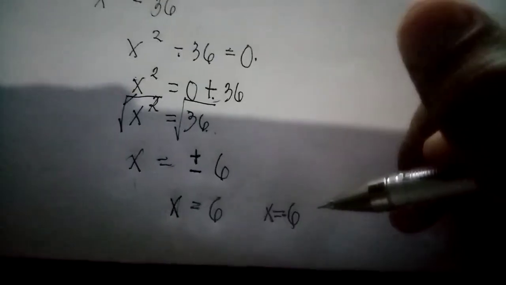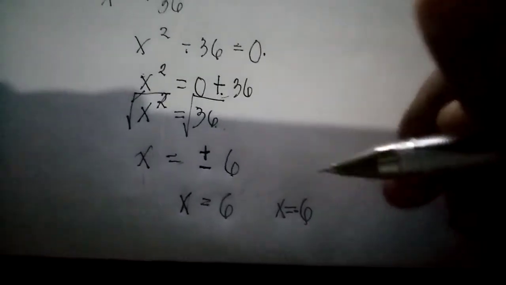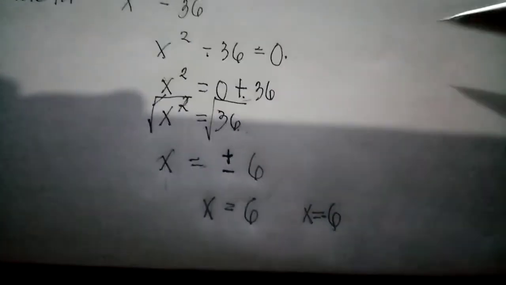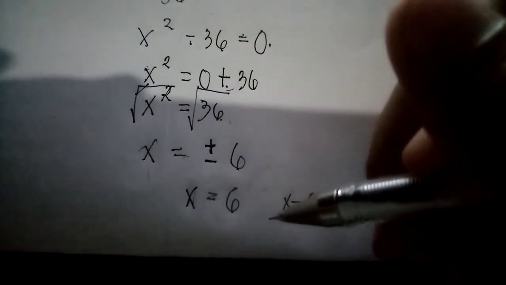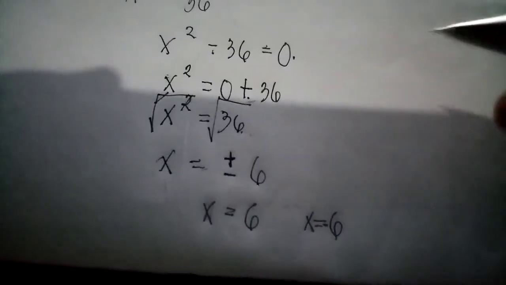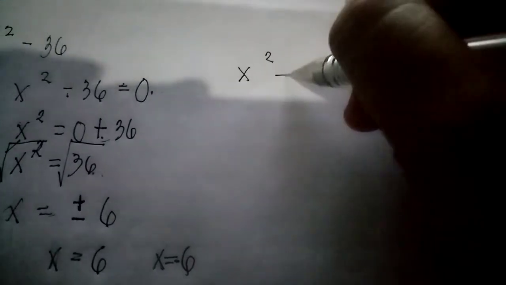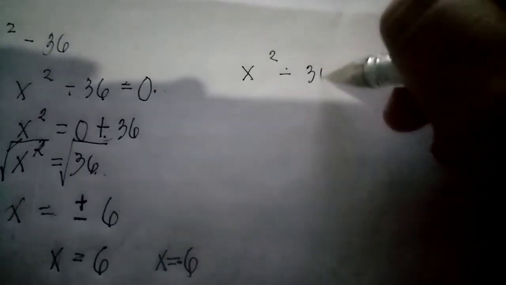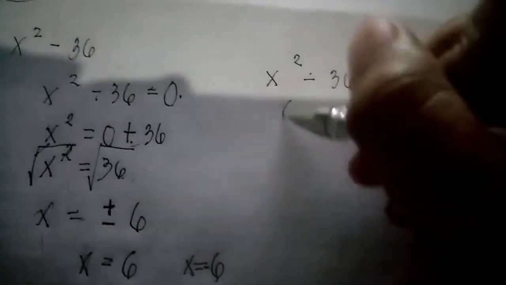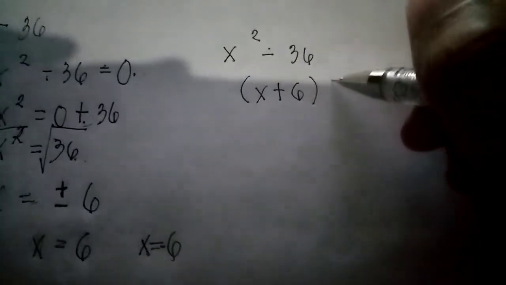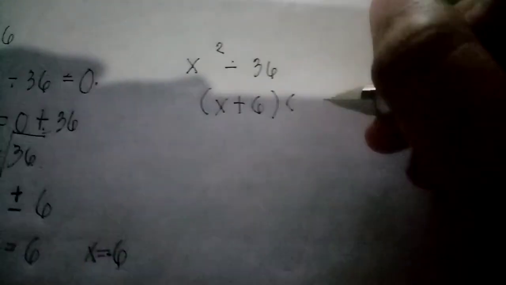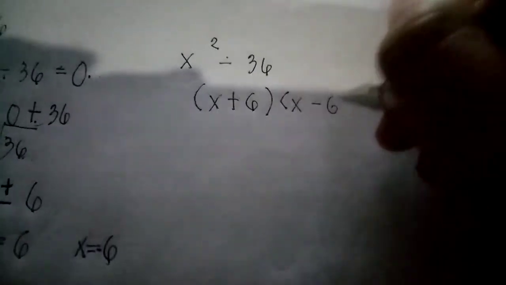Since you have gotten the values of x, or the factors of 36, now use these to form two factors. The factor of x squared minus 36 is x plus 6 times the quantity of x minus 6.